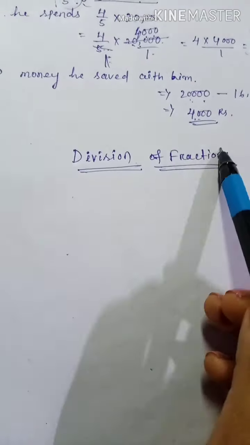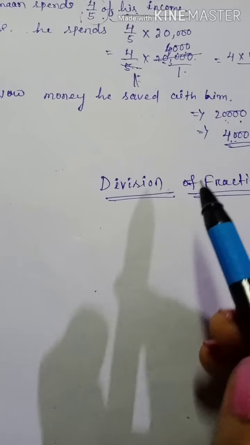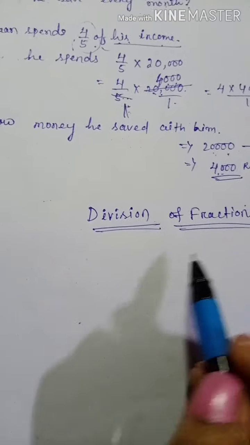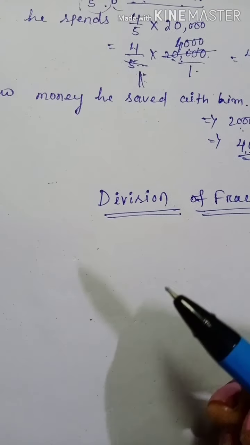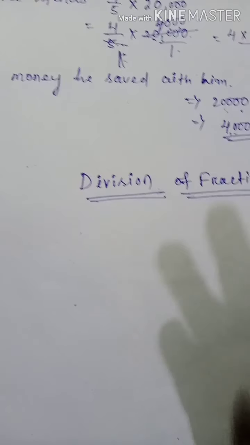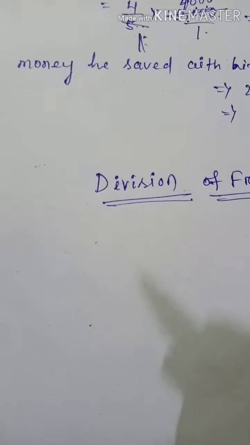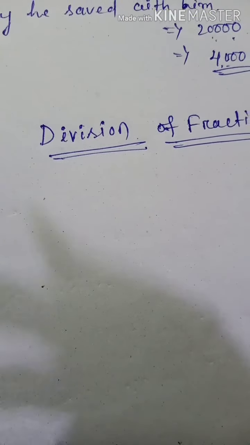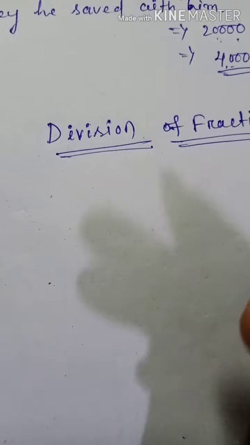Next, see division of fractions. What is division of fractions? How can you do it? Division means that if we have to divide, it is also simply a multiplication process. But how will we have to do it? First, I want to tell you about the reciprocal of a number, for a division.